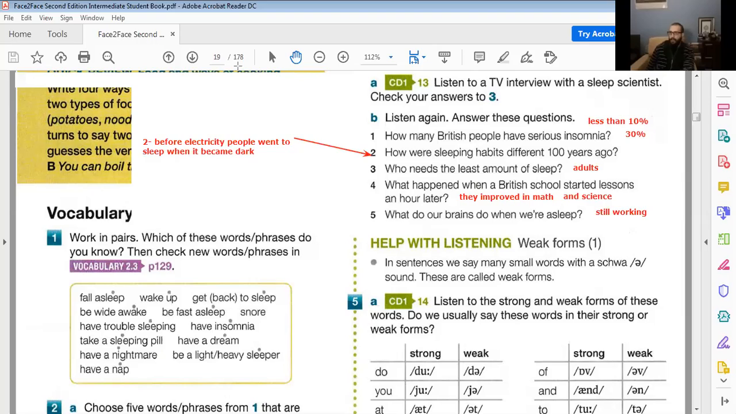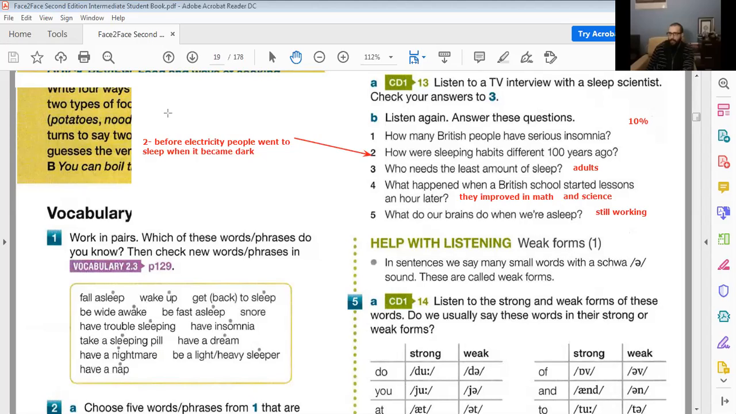Because 30, this is how many people have trouble with sleep, general trouble, but not serious insomnia. Serious insomnia, it means you can't really sleep at all. So it's actually 10%. And what about the second question?